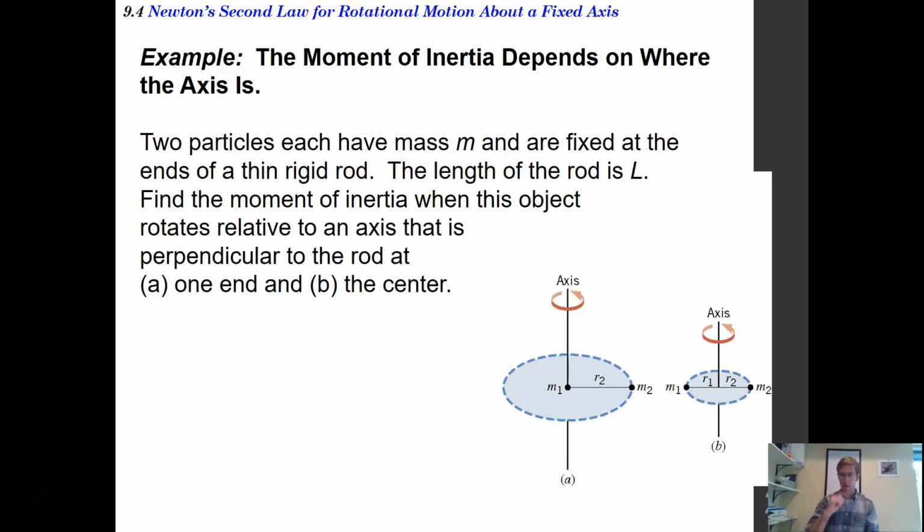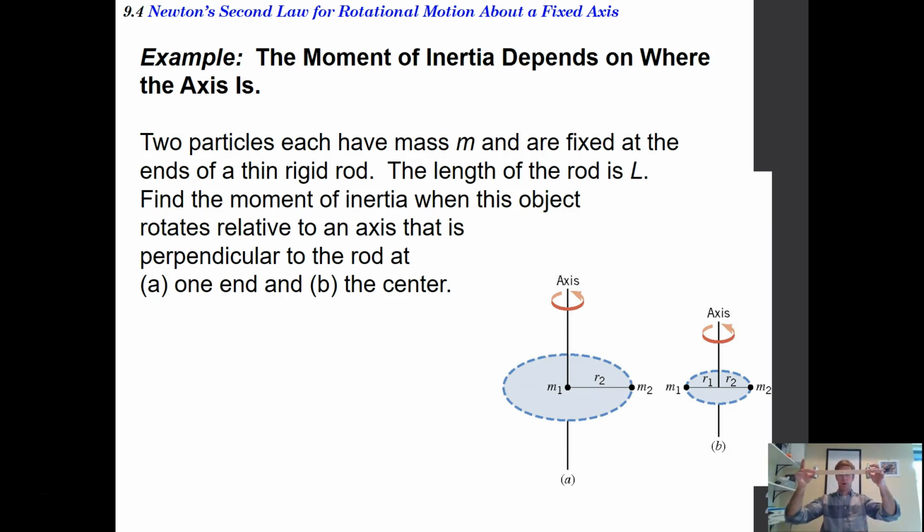All right, so here's an example. This is kind of interesting to think about. You have the exact same object. You have two equal masses m on either end of a rod of length L. So imagine this is your rod and you have two masses, one tied to each side. I can look at this as one object with two masses, one on either side.